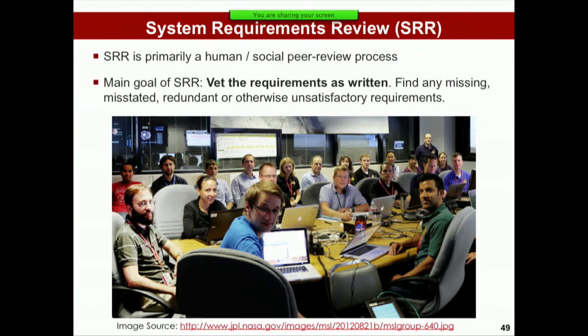And once you have your high-level requirements, SRR is the milestone where you review those, right? So here's an example. It's a peer review process. The main goal of SRR is to vet the requirements as they were written, to see if you have any missing, misstated, redundant, or otherwise unsatisfactory requirements. This is a picture from JPL, from the MSL mission, actually.